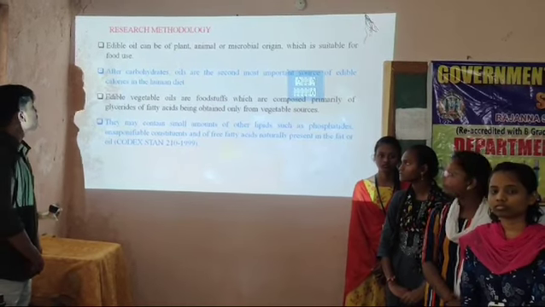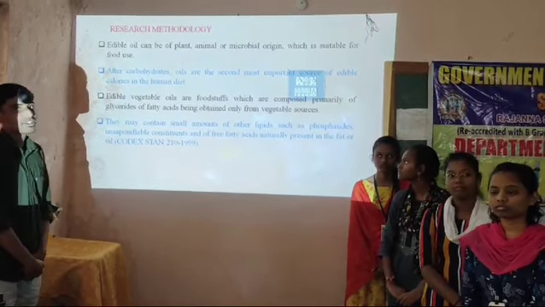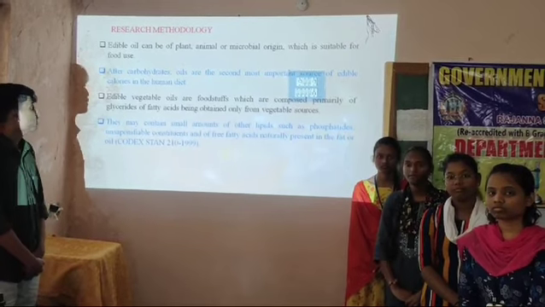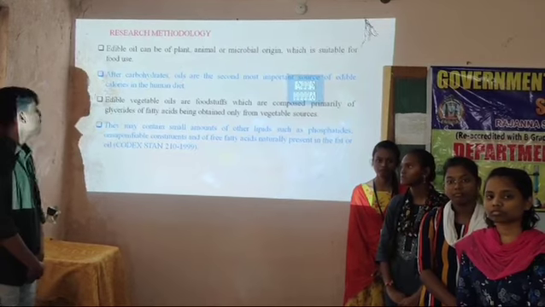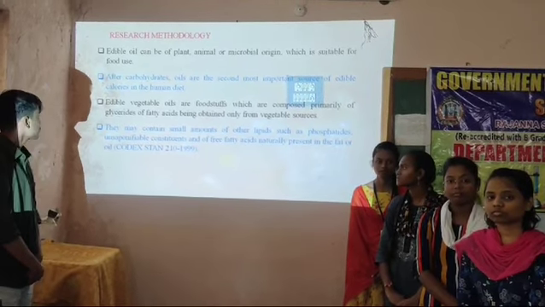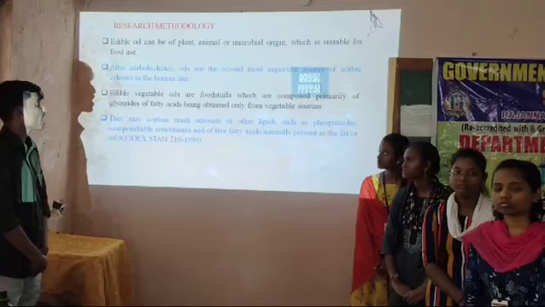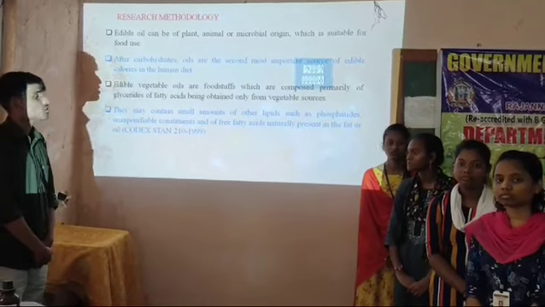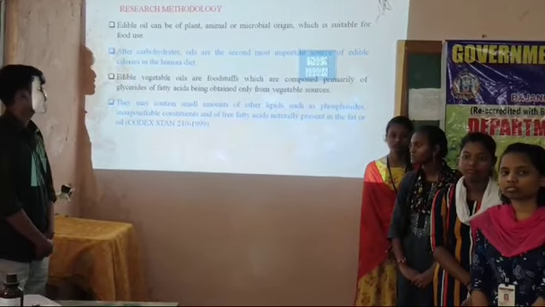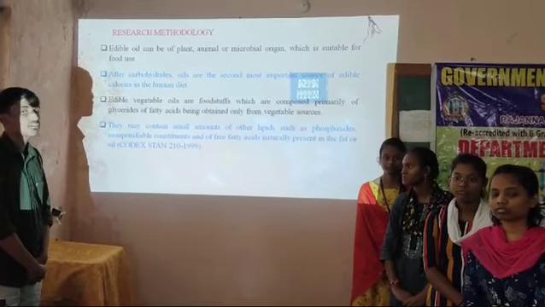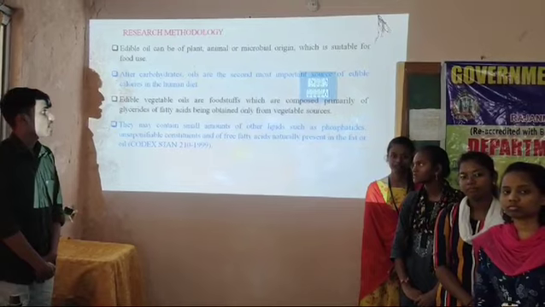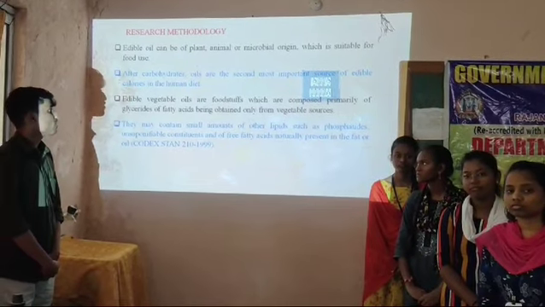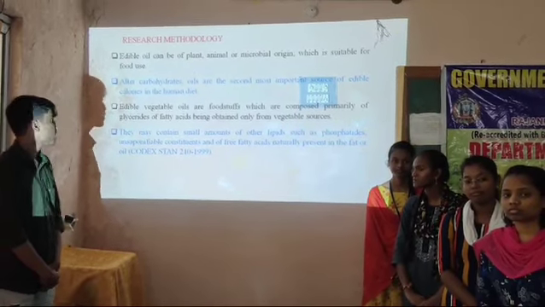Research and methodology. Edible oils can be of plant, animal and microbial origin, suitable for food use. After carbohydrates, oils are the second most important source of edible calories in human life. Edible vegetable oils are foodstuffs composed primarily of glycerides of fatty acids, obtained only from vegetable sources. They may contain small amounts of other lipids such as phosphatides, constituents and free fatty acids naturally present in the fat or oil.